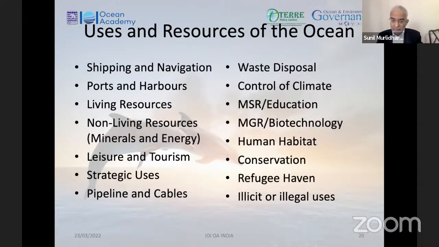it's a veritable place for illicit and illegal uses. So illegal trade in drugs, illegal trade in arms, human trafficking, all sorts of things. All those things happen as a result of the proximity to the ocean.